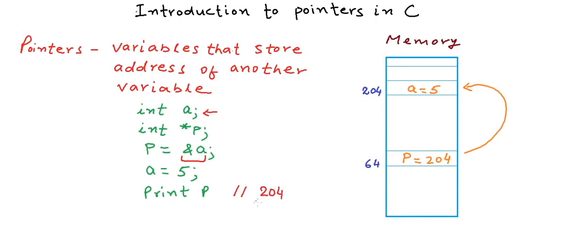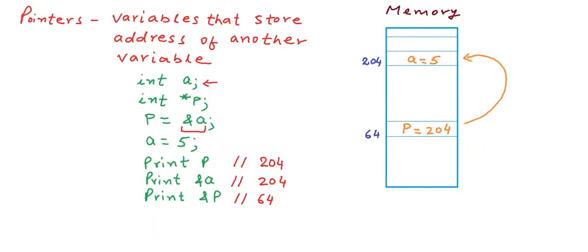What if we simply try to print ampersand of a? Ampersand of a also gives us the address of a, so this will also be 204. What if we want to print ampersand of p? Now p is also a variable and it is also stored in memory. So since ampersand gives you the address of that variable, printing ampersand of p should give us 64, which is the address of p.